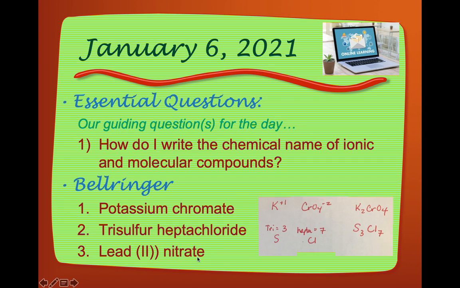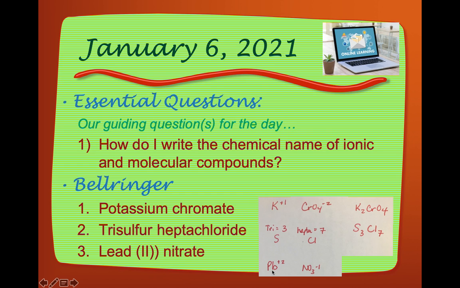Nitrate, not just nitrogen, because that would be nitride. Nitrate tells you you have to look on the ion guide sheet and copy it down. So Pb +2 for lead(II), and nitrate, NO3 with a -1. This comes from the ion guide sheet. Once again, we have to do that chemistry math.